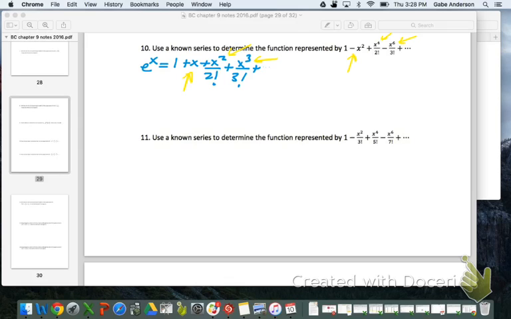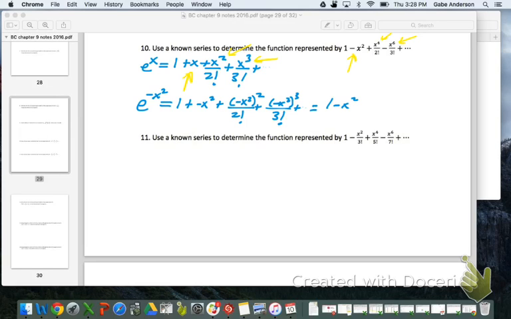So bottom line, here's what I think we've got. Let me try to construct this. If I replace the x with negative x squared, I think what I'm looking at then is 1 plus negative x squared. I'm just going to replace all my x's with negative x squareds, plus negative x squared squared over 2 factorial plus negative x squared cubed over 3 factorial plus dot, dot, dot. I think we'll find that this works out great.